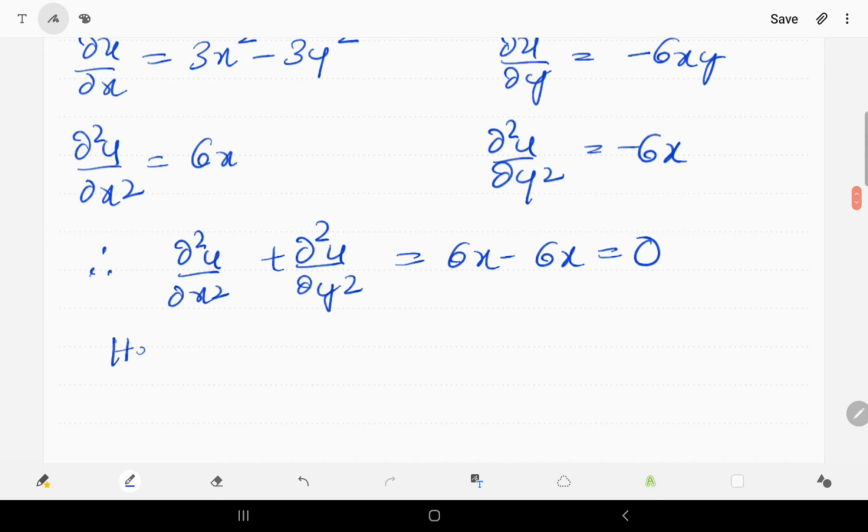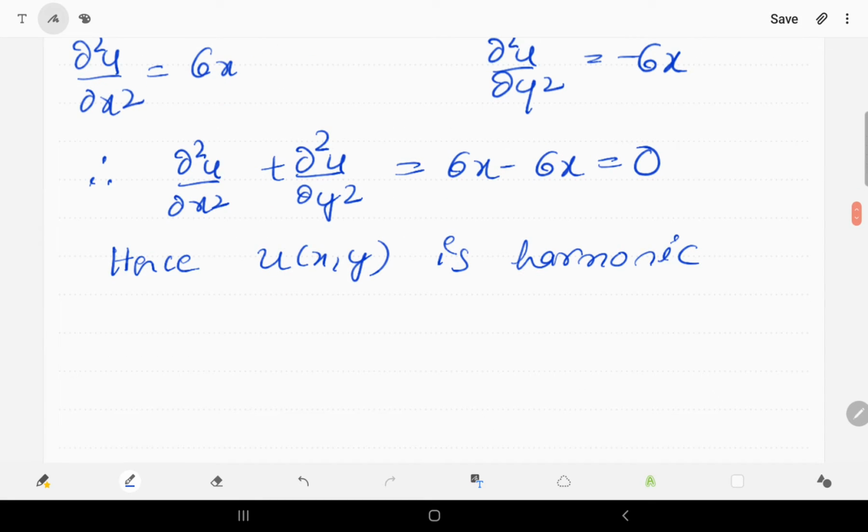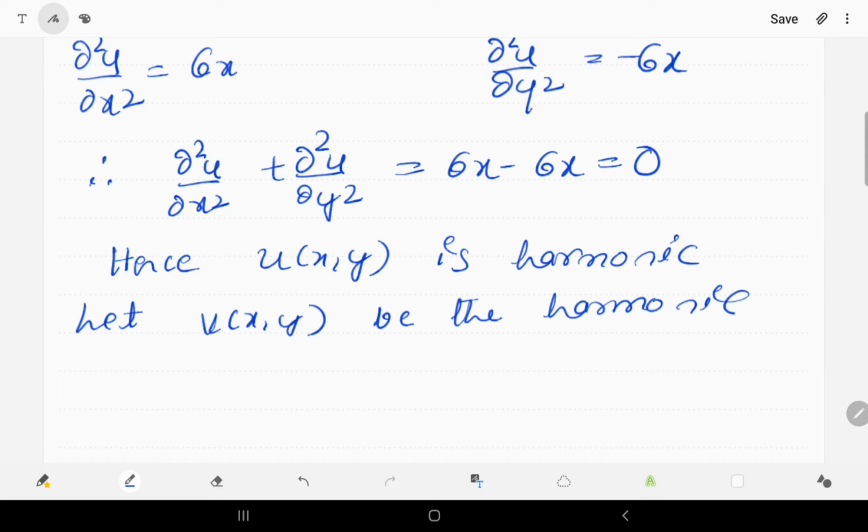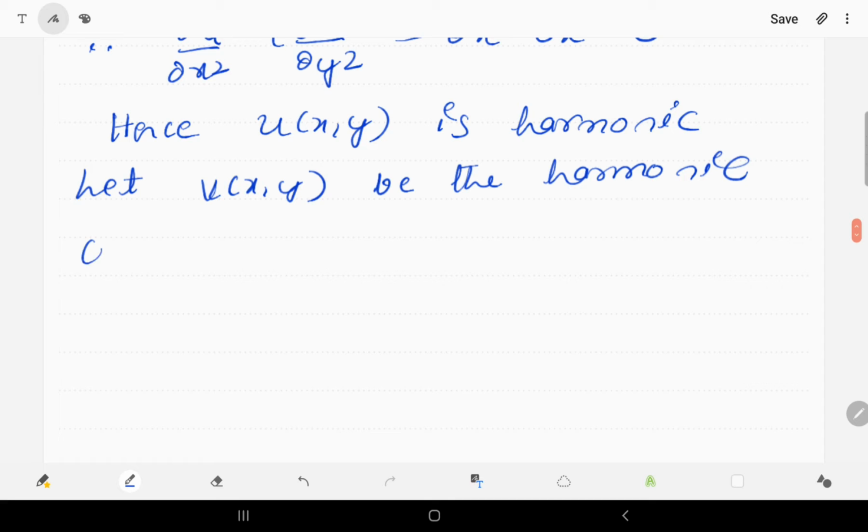Hence, u of xy is harmonic, since it satisfies the Laplace equation. Let v of xy be the harmonic conjugate of u.